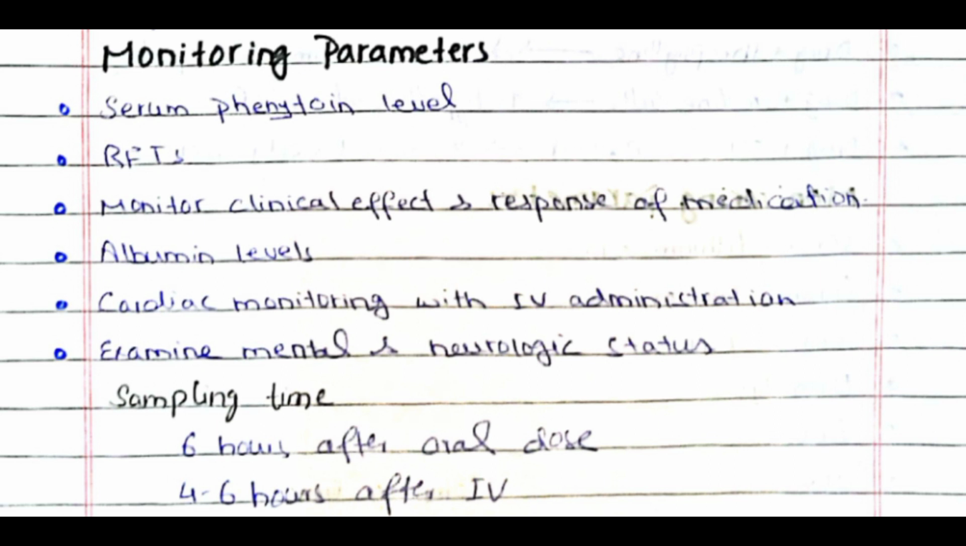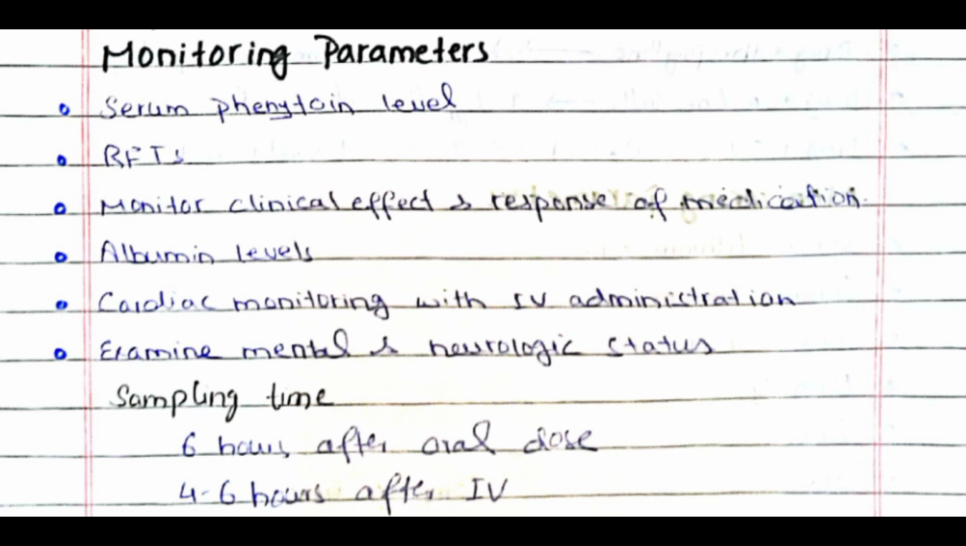Then another thing that we have to examine is the mental changes and neurologic status of the patient, because as we already said, if it exceeds 40 mcg, it could cause mental changes. So during therapy, it is necessary to monitor all these parameters.